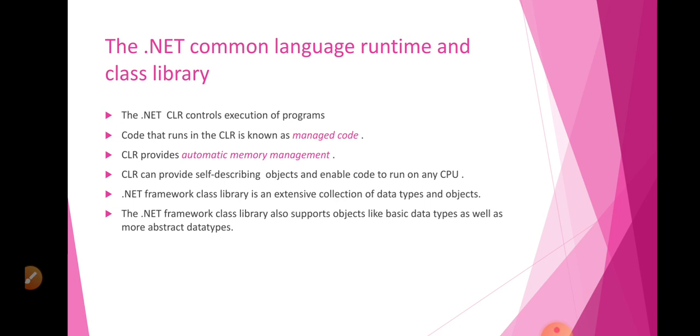The data types are categorized in certain ways, such as input output, graphics, database access, etc., and other system level services. Next, the .NET Framework Class Library also supports objects like basic data types as well as more abstract data types.